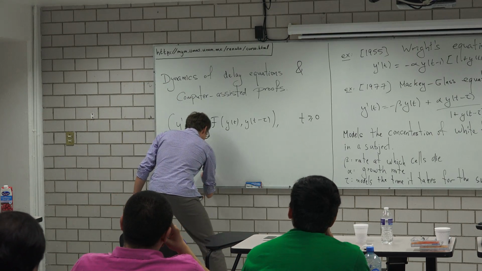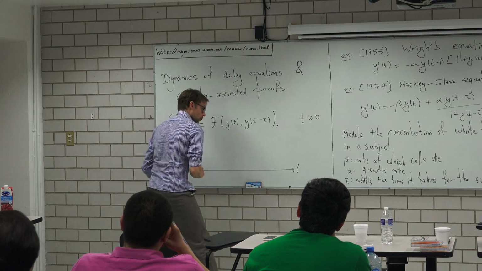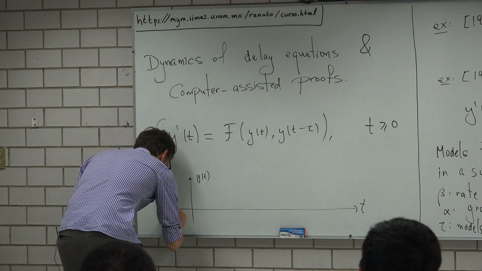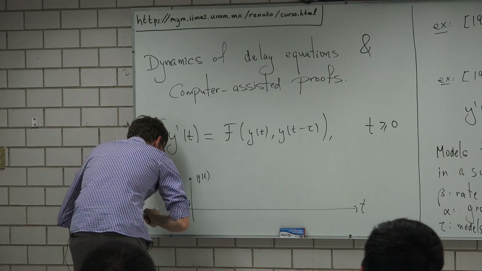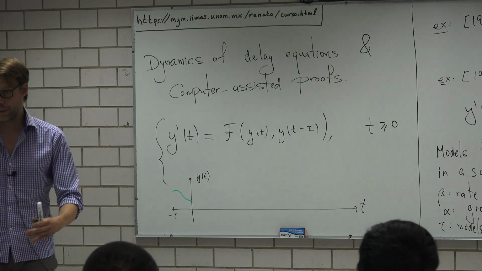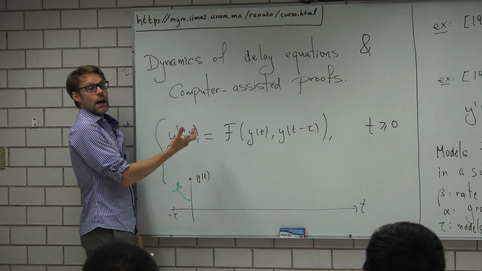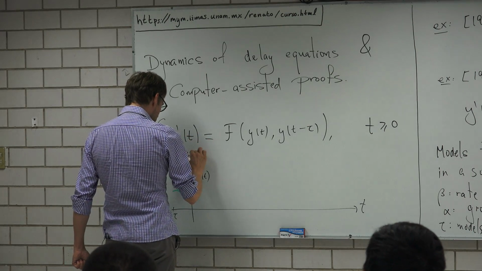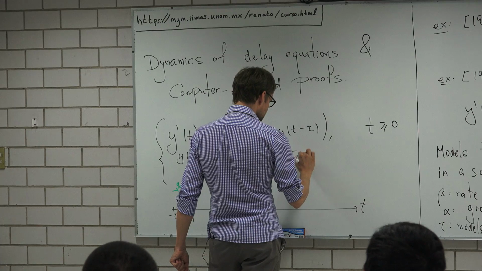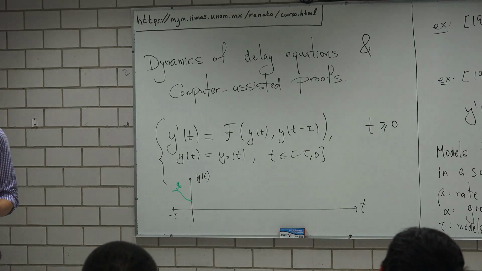If I think of this as time t, and this as my solution, which I'm looking for, then I need all the way to minus tau. I need what we call the history, and that will be what I call the initial condition. That's y0 here. So in order to write down a well-posed initial value problem, I need to know that y of t will be equal to y0 of t for all t between minus tau and 0. So my initial condition is a function.